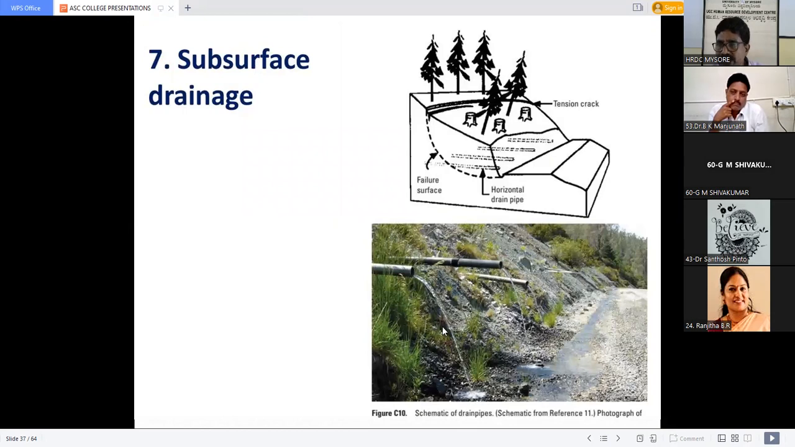Now, subsurface drainage. Whenever heavy rain falls at the peak of the mountains, the water percolates and infiltrates to the bottom. Normally you drill a borewell vertically, but the hydrogeologist drills a borewell in a horizontal way. So when they drill horizontally, they fix the pipe on the wall.